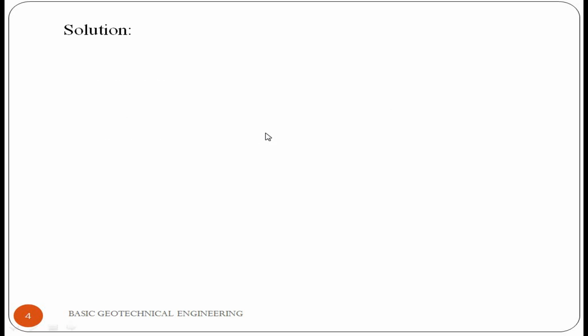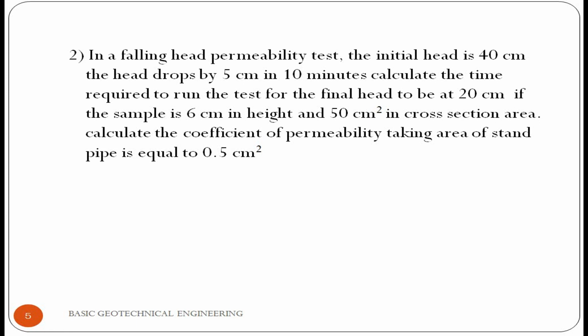So now let us see some other problems based on falling head permeability test. In a falling head permeability test, the initial head is 40 centimeter. The head drops by 5 centimeter in 10 minutes. Calculate the time required to run the test for the final head to be at 20 centimeters. If the soil sample is 6 centimeter in height and 50 square centimeter in cross section area, calculate the coefficient of permeability taking area of standpipe equal to 0.5 square centimeter.